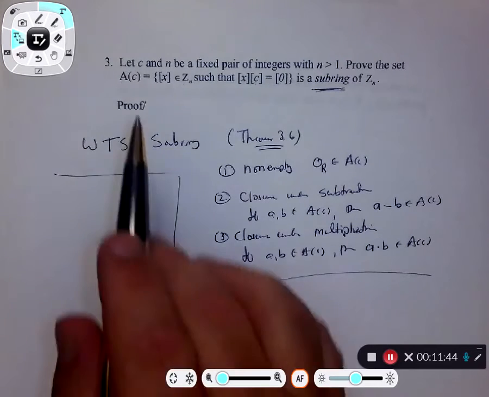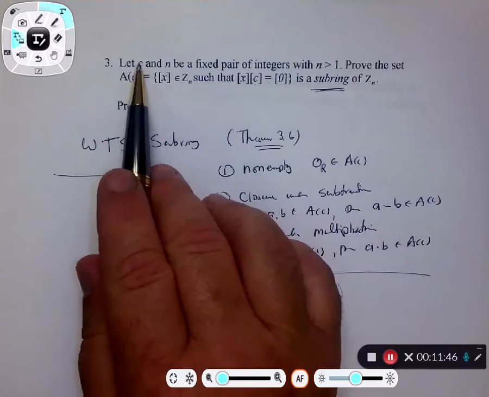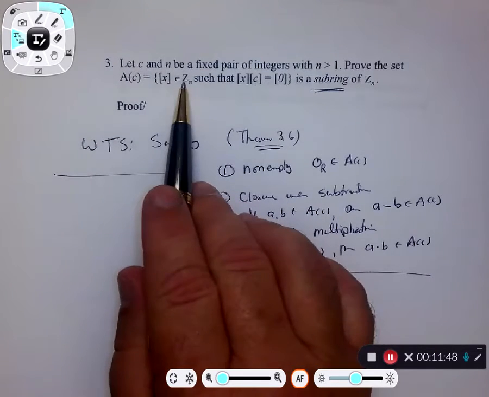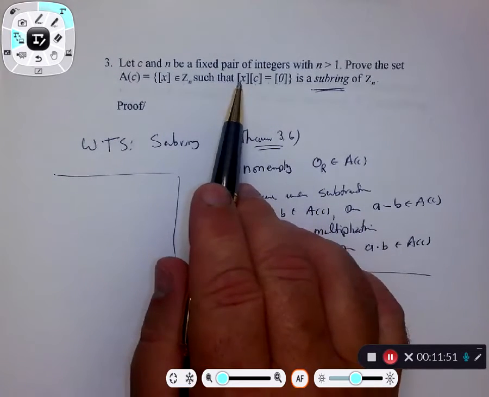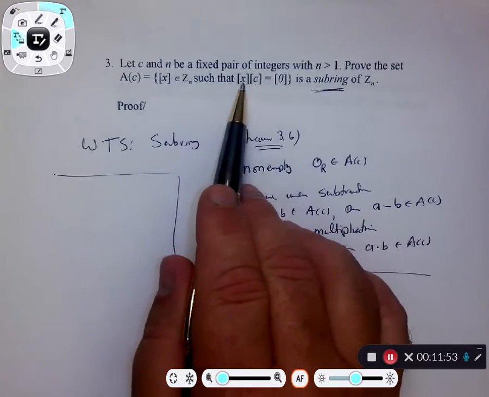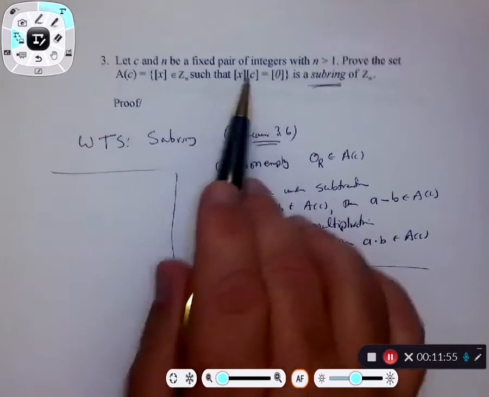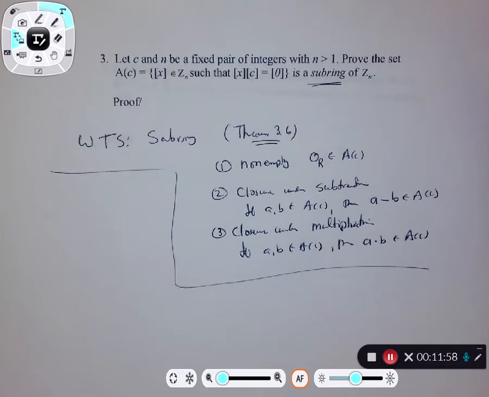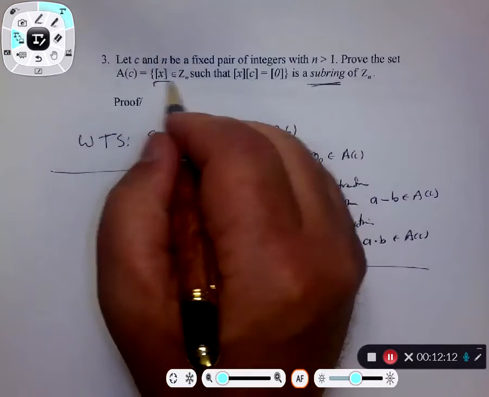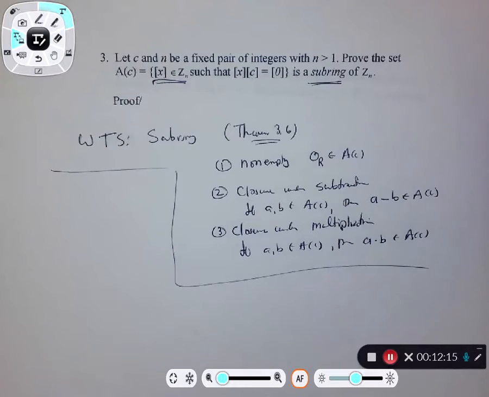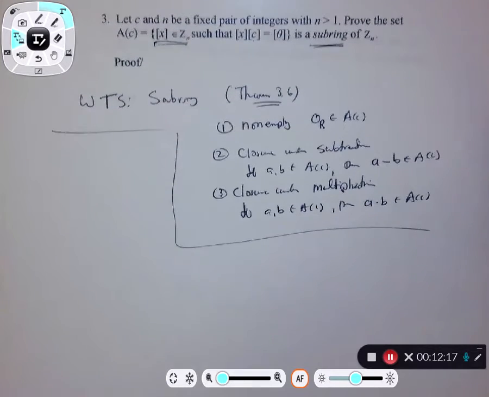So what this really is, you're focusing on C inside of Zn. All the elements you can multiply by C and get 0 are going to form a subring. The elements you multiply by C to get 0 are called the 0 divisors of C. The 0 divisors of C in Zn will actually form a subring. But remember, you have a particular ring structure here, so you don't have to be so arbitrary.